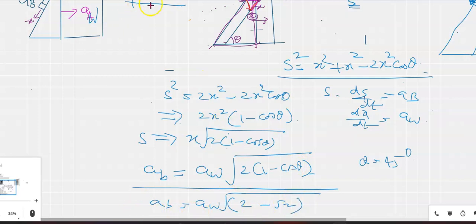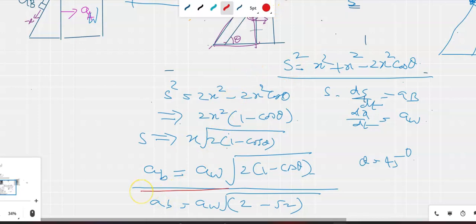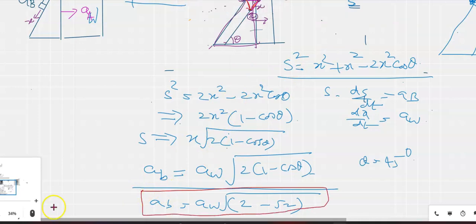So this is the answer, which I hope has been derived in an easily understandable way. Yeah. So I think I can continue here itself to discuss one more problem.